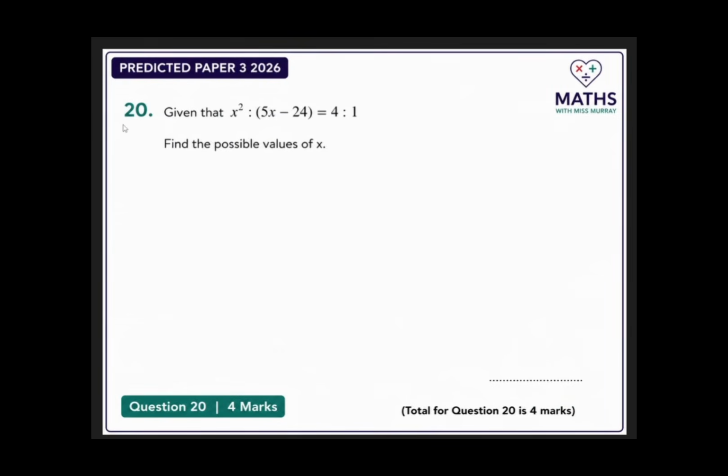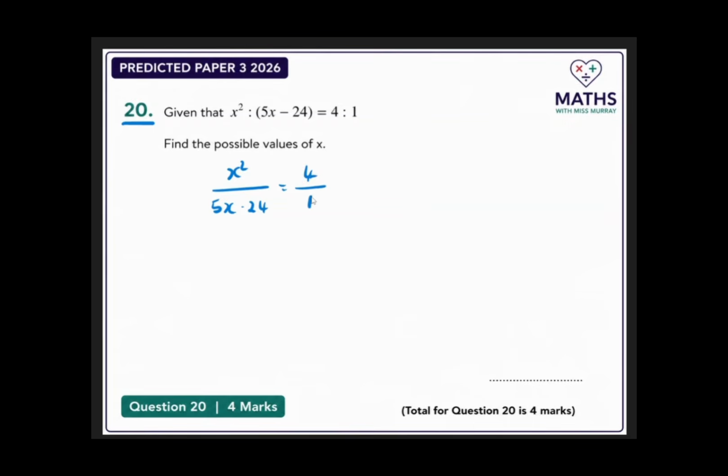Question 20, the second to last question, and you have got ratio. There's bound to be something on ratio. It's normally in every paper. So I thought this was quite a nice question because lots of people get confused and don't know how to answer questions like this. So I've got x squared to 5x minus 24 is equal to 4 to 1. So I can write this as x squared over 5x minus 24 is equal to 4 over 1.